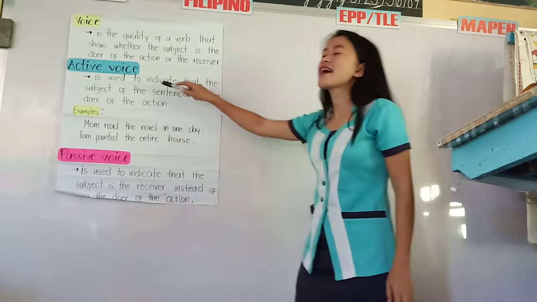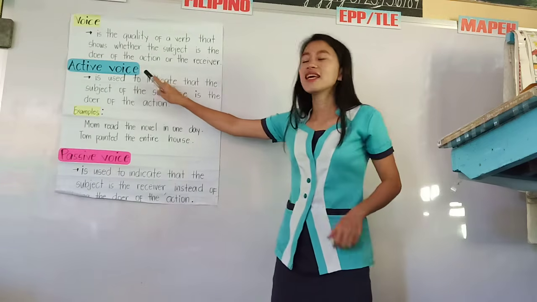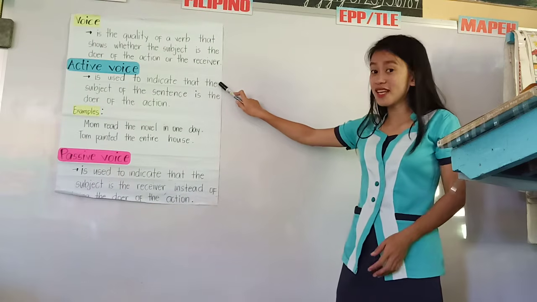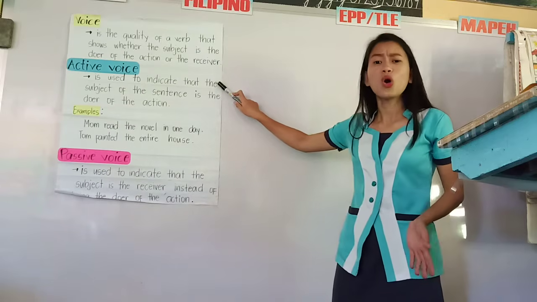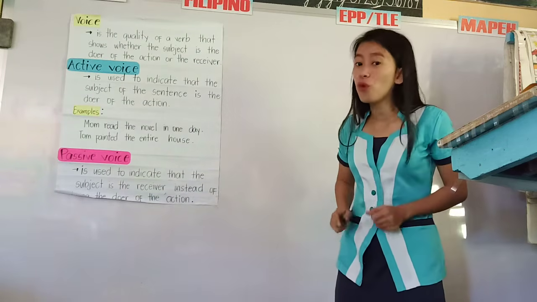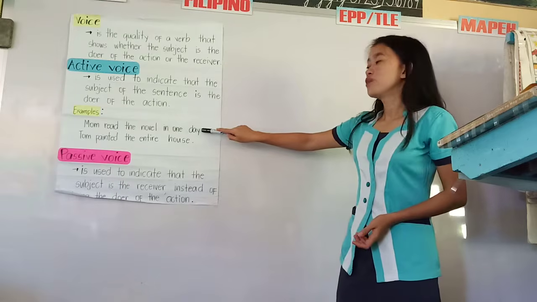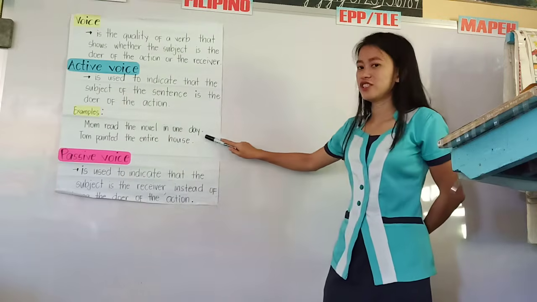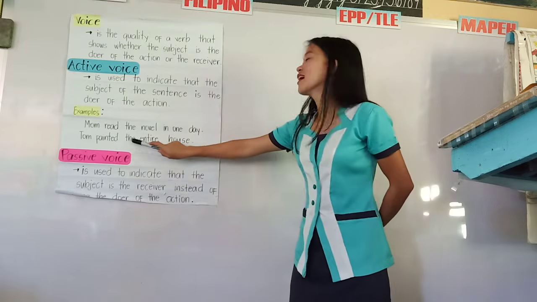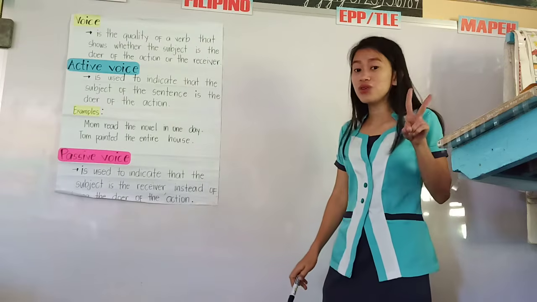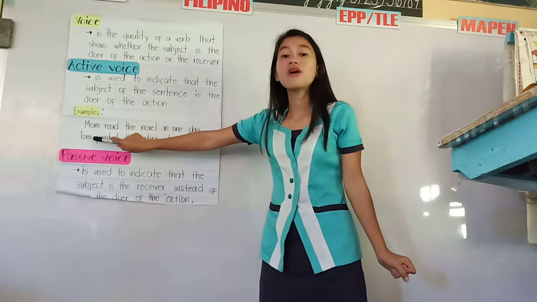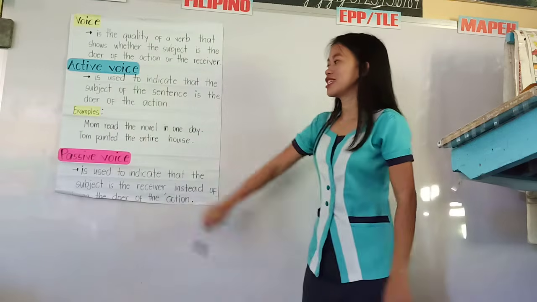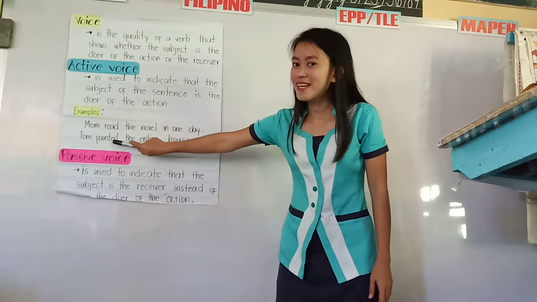Now, there are two types of voices. First, the active voice. Active voice is used to indicate that the subject of the sentence is the doer of the action, or the one who is performing the action. Now let's read the examples. Mom read the novel in one day. Tom painted the entire house. In these two examples, Mom and Tom are the subjects being emphasized as the doers of the actions, read and painted.